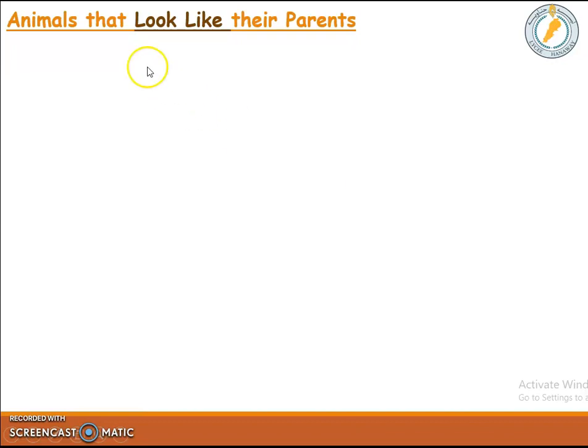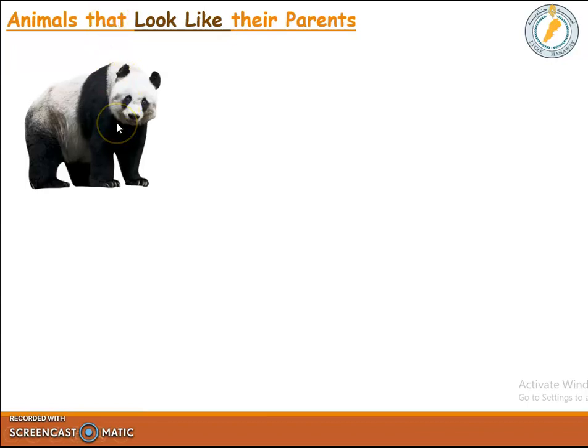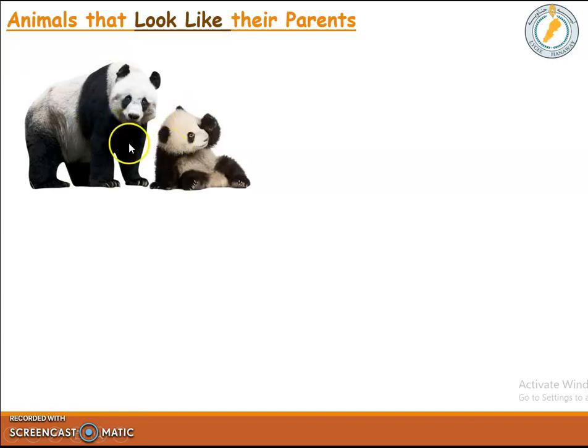Now let's move to talk about animals that look like their parents. We said that at birth, when the animals come to life, some animals look like their parents at the moment of birth. Like which animals? Let me show you some examples. Let's start with the panda. Here we have the mother panda and the baby panda. As you can see in the picture here, this baby panda looks just like its mother. So at birth, the baby panda looks like its parent.